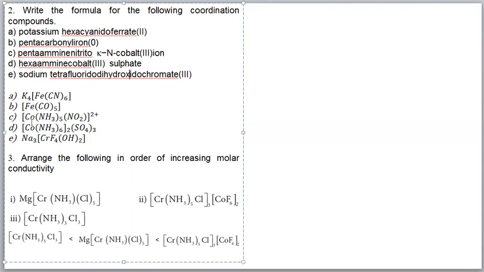Plus 3. Cobalt charge is plus 3. Ammine charge is 0. NO2 charge is minus 1. So plus 3 minus 1, we will get plus 2. That plus 2 charge we can write above the square bracket.